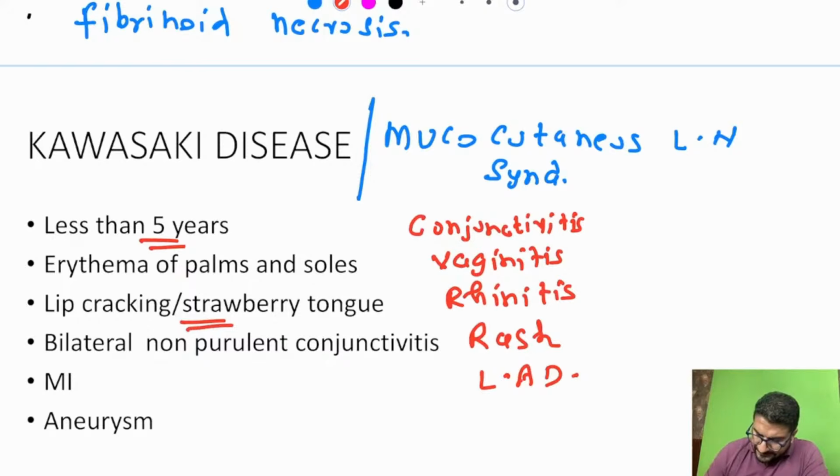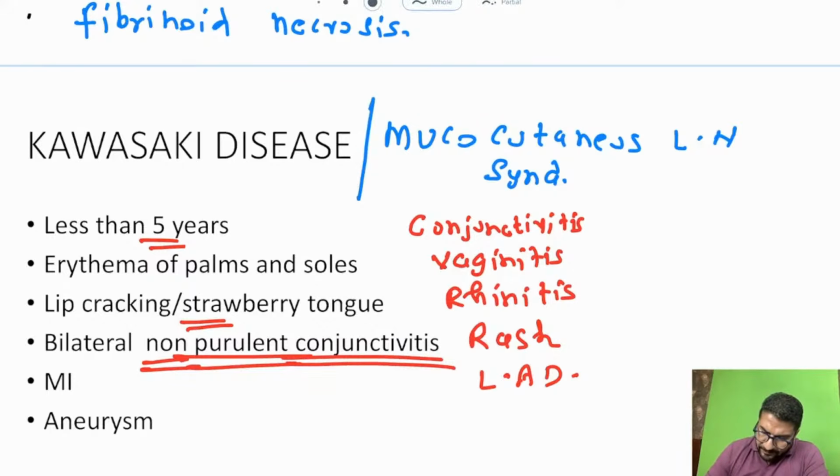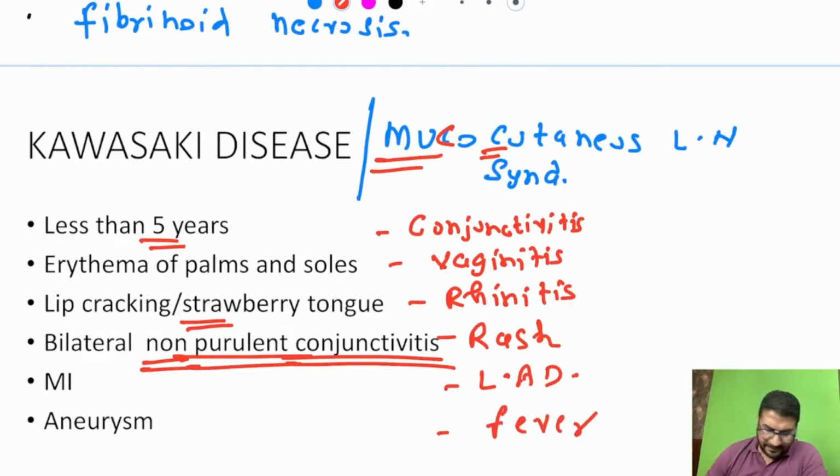And remember, this was last year's NEET question. It is non-purulent conjunctivitis. Non-purulent. So देखो इसको अब आप या तो मेनेमोनिक से याद करो, लेकिन मेनेमोनिक एग्जाम में कई बार भूल जाते, तो याद रखो म्यूकोसा कहाँ कहाँ पर है. Mucosa means conjunctiva is a mucosa, vagina is a mucosa, nasal cavity, nose is a mucosa. Skin rash, cutaneous means skin, and lymph node means lymphadenopathy. जब इतनी जगह सब कुछ होगा तो फीवर भी आएगा.